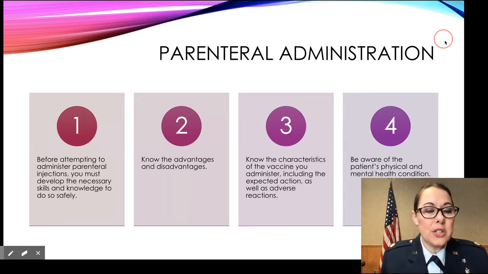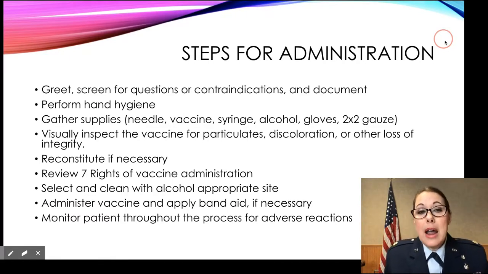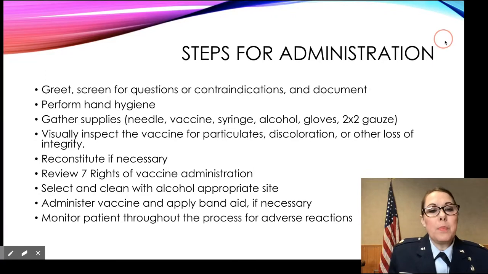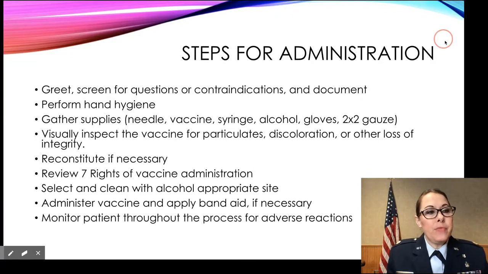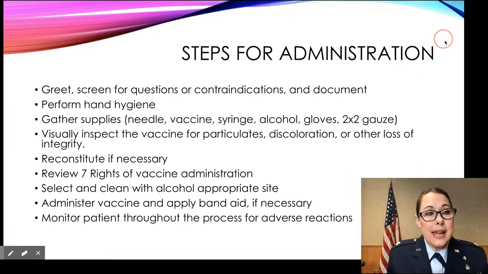Again, there's no way to retrieve a vaccination once it's been injected. So you want to make sure that you have covered everything with your patients prior to. So, steps for administration. You want to greet people, let them know who you are, answer any questions, screen for contraindications, offer documentation, or document it yourself. You want to perform hand hygiene. You want to make sure that you are reconstituting if needed. You want to be careful about needle stick injuries. That's huge. We don't recap needles.